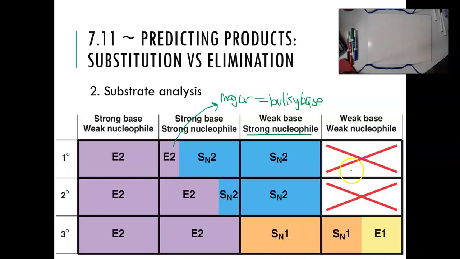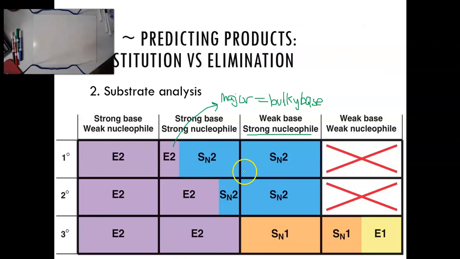And then in our last category, if we're using a reagent that acts as a weak base or a weak nucleophile, with a primary or secondary substrate, we won't have a reaction pathway. And our reasoning here is we won't have a stable enough carbocation. Now, if we have a tertiary carbocation or a tertiary substrate, we have SN1 and E1. Now notice they're nicely divided in half here.